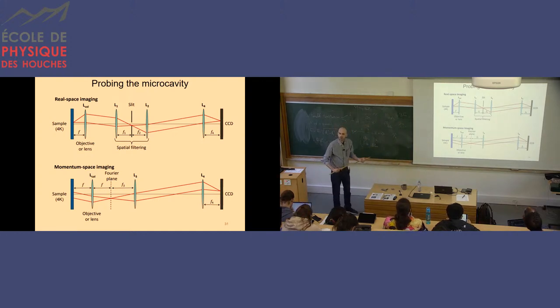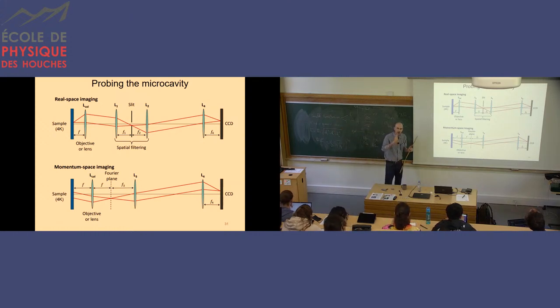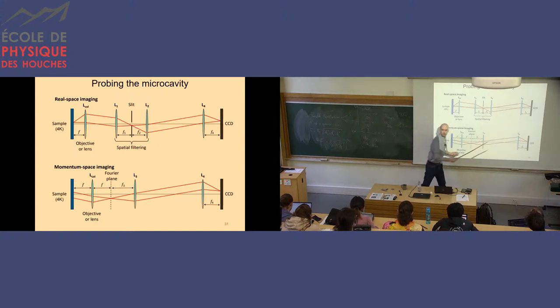So we excite it with a laser field that we focus on top of the cavity. And then for all the rest, I'm always going to talk to you about two different kinds of measurements. The first is what I call real space imaging. Real space imaging for me means I am just imaging the front or the back surface of the sample, so I'm doing an image of the sample onto a detector, a CCD camera.